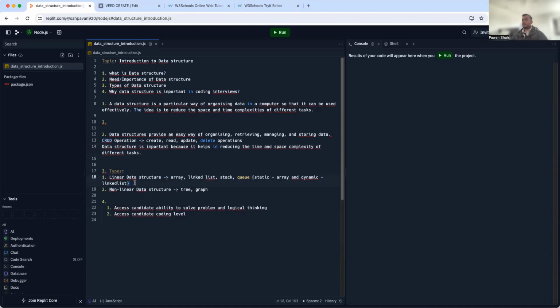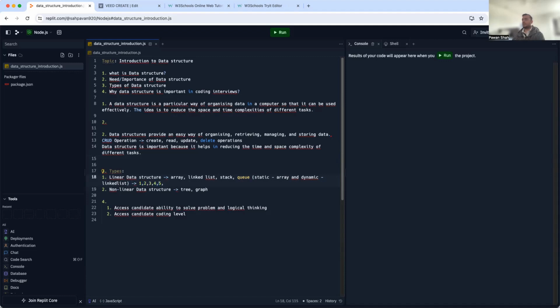Linear means it is arranged in one fashion. So data will be structured in a line. You can imagine a queue. So for example, 1, 2, 3, 4, 5. These are a linear structure, so you are storing the data linearly.